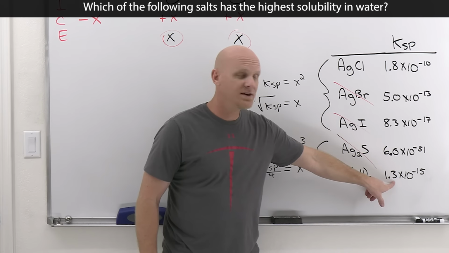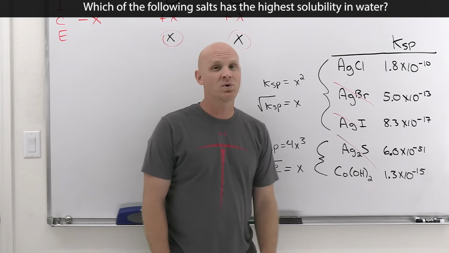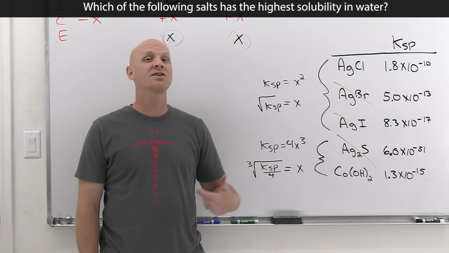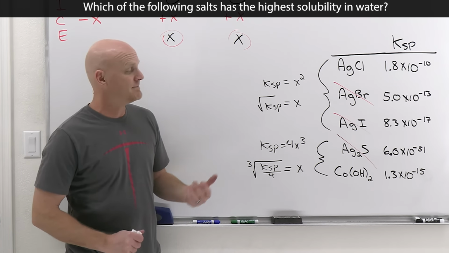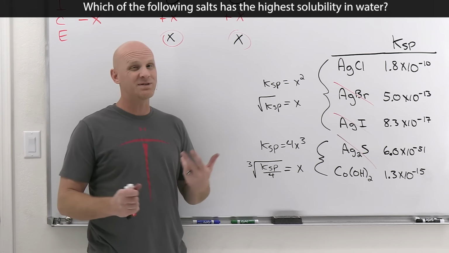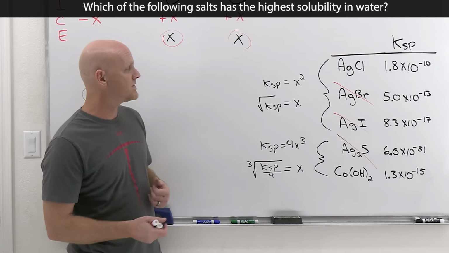Well, if you take 1.3 times 10 to the negative 15 and divide that by 4, you're going to have something times 10 to the negative 16, which is going to be even smaller. And maybe it's not quite as big as 10 to the negative 5, but it's still in that ballpark and probably worth doing the calculations here.